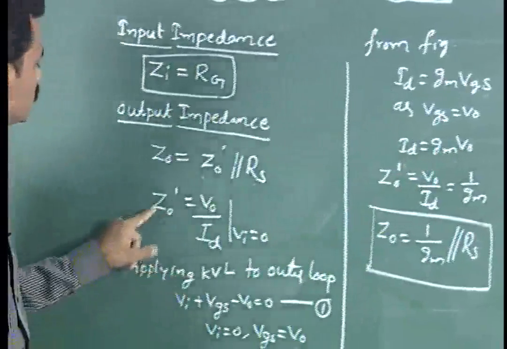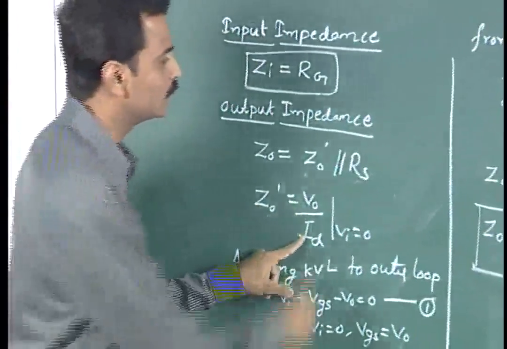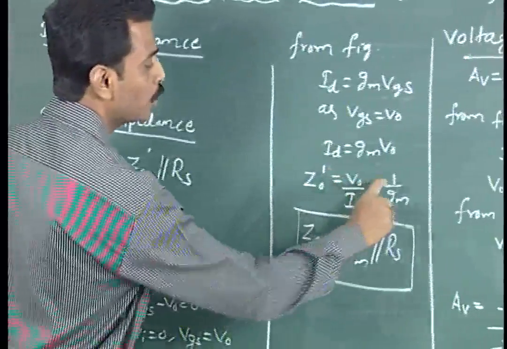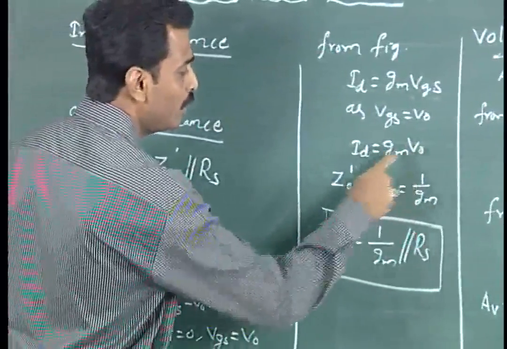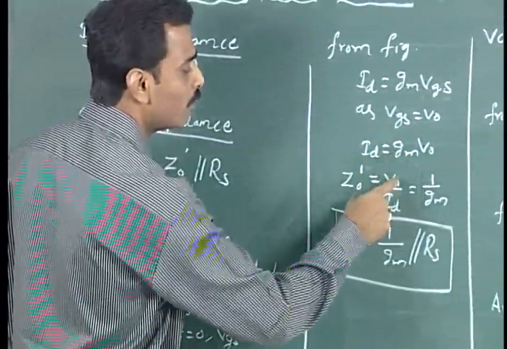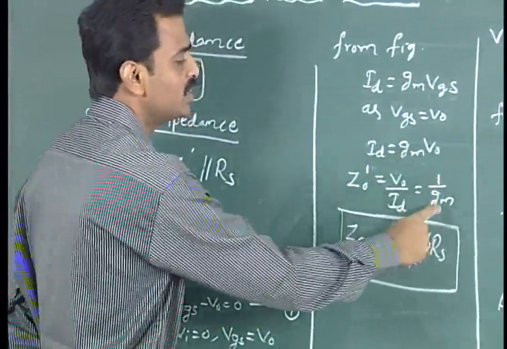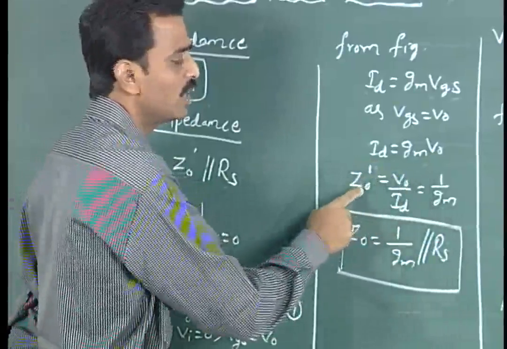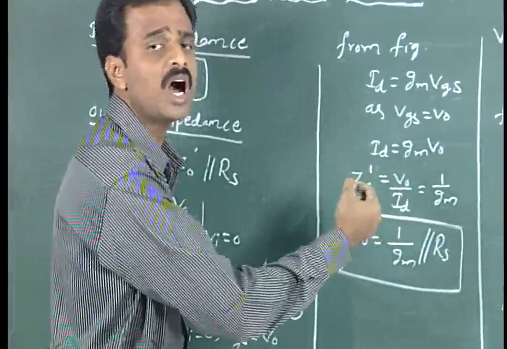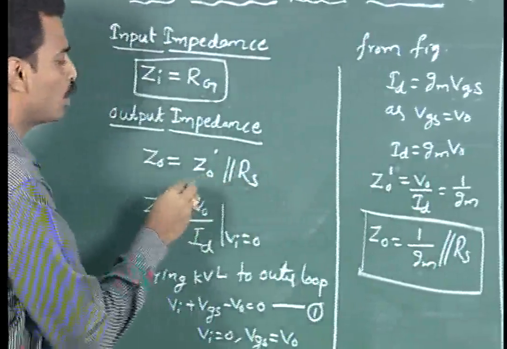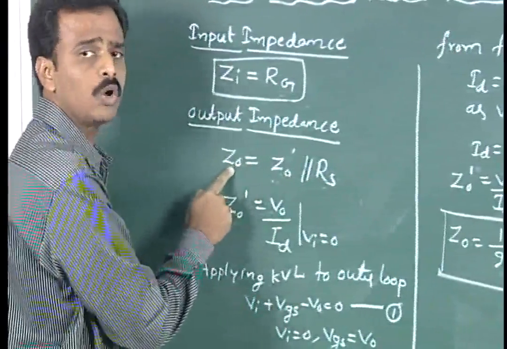As Z0 dash will be equal to V0 by ID, Z0 dash will be equal to 1 by gm, since ID by V0 is gm. Now we have to calculate V0 by ID, which will be equal to 1 by gm. This is the value of the impedance obtained across the small RD. Then we substitute the value of Z0 dash to get the total output impedance.